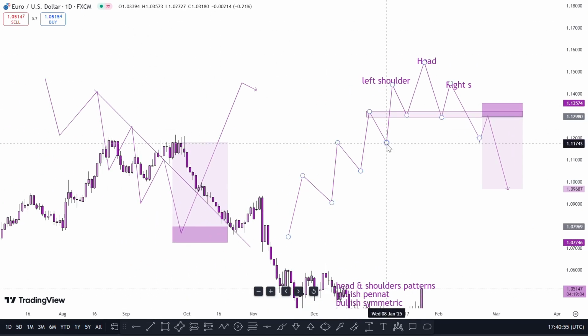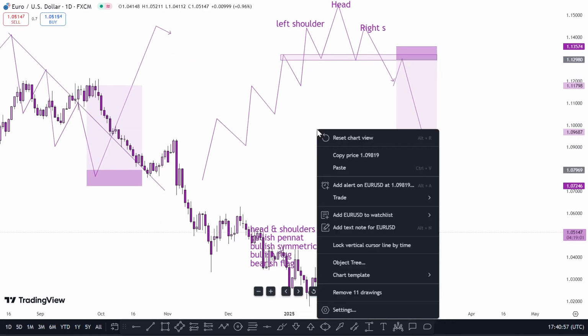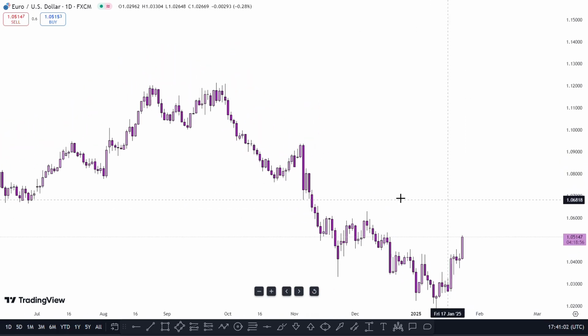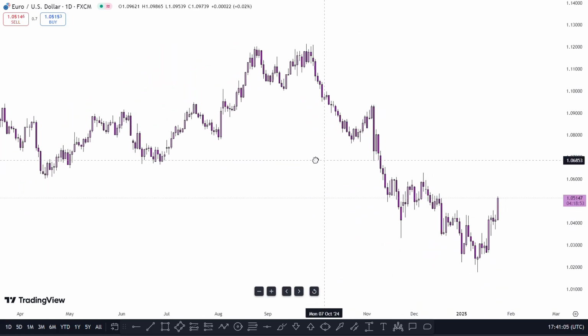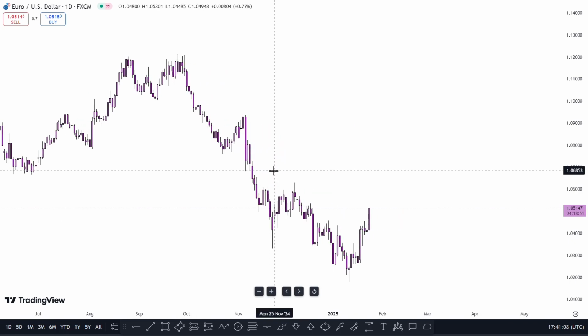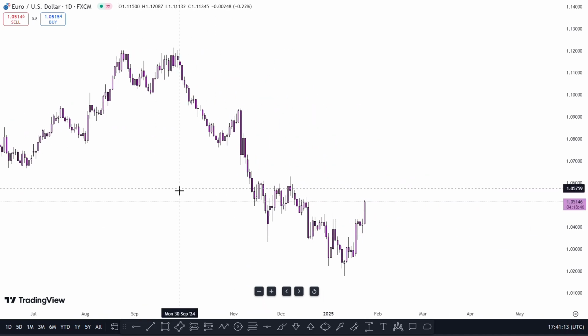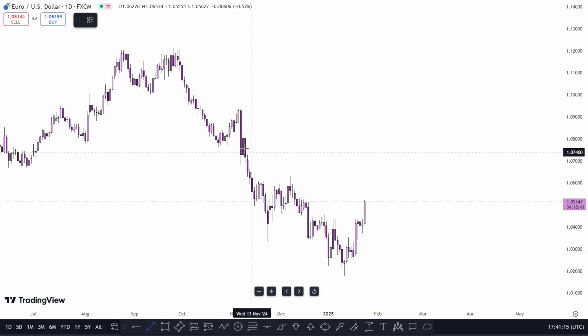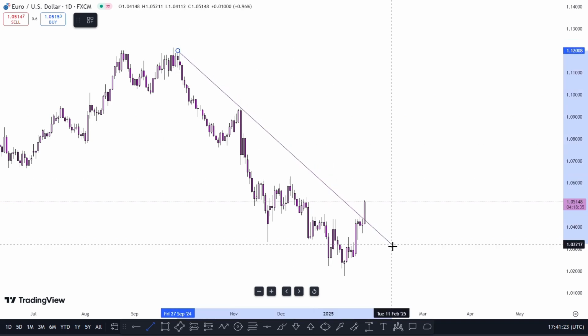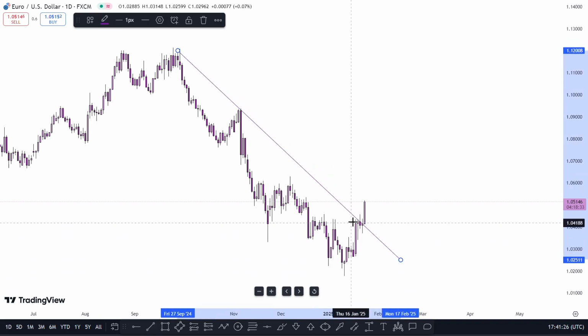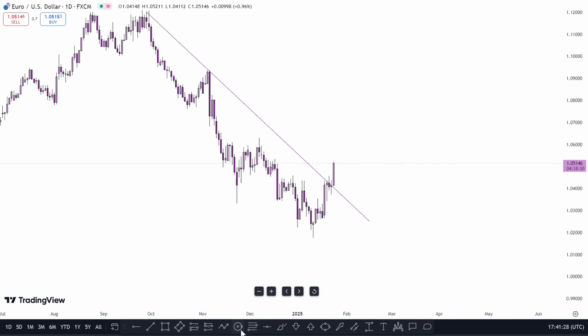Let me remove all the drawings. You can see that this is currently on the daily time frame, and the market is trending to the downside. For you to know where the market is trending, it's simple. If you can't see it, you can just plot out your trend line and mark it out like this. You can see right around this zone we have a breakout.